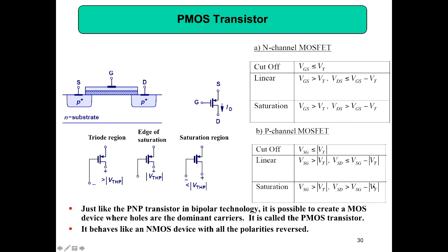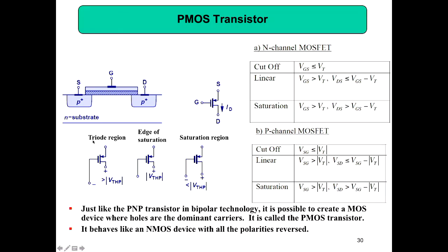Just like a PNP transistor in bipolar technology, it is possible to create a MOS device where holes are the dominant carriers. So that's what we discussed here. It is called a PMOS transistor. It behaves like an NMOS device with all the polarities reversed. So that's what I have shown here.